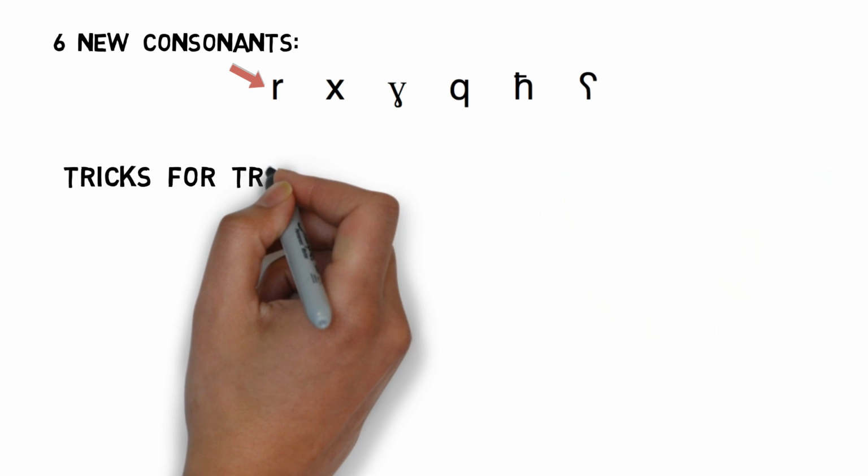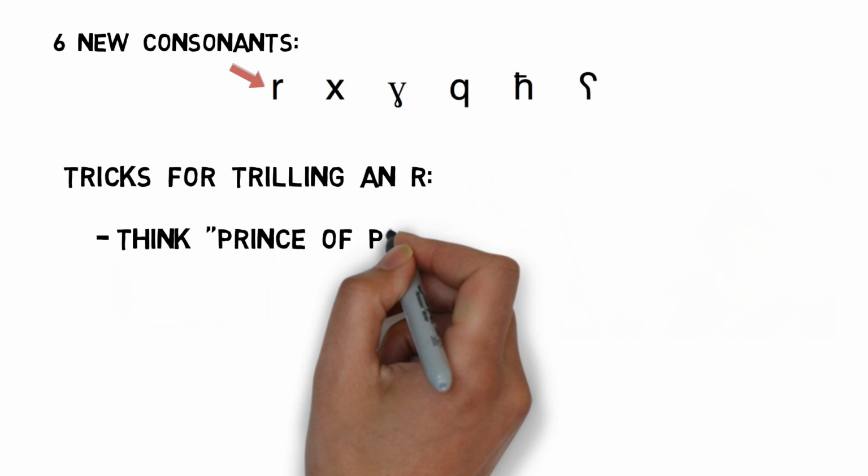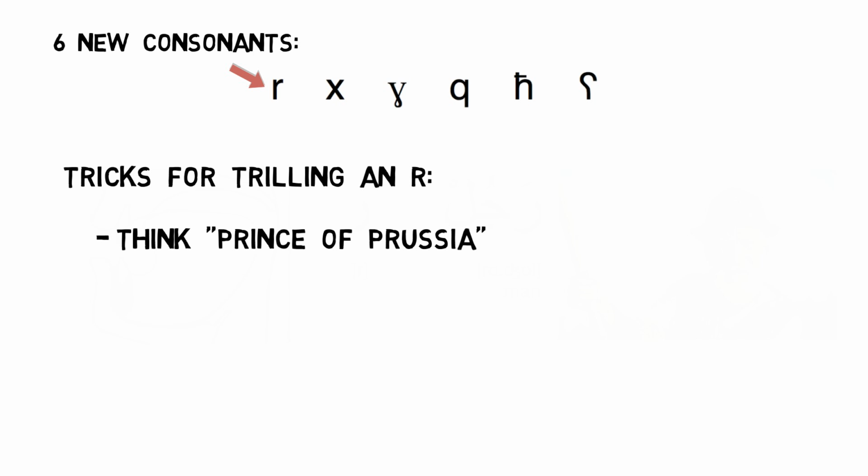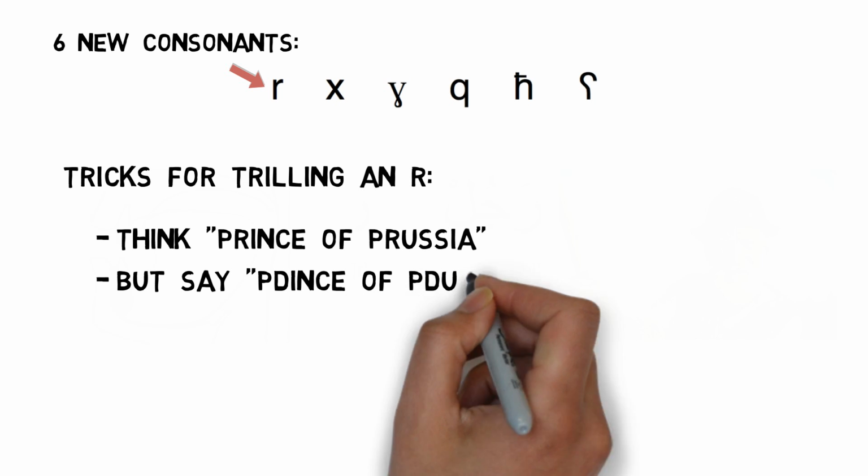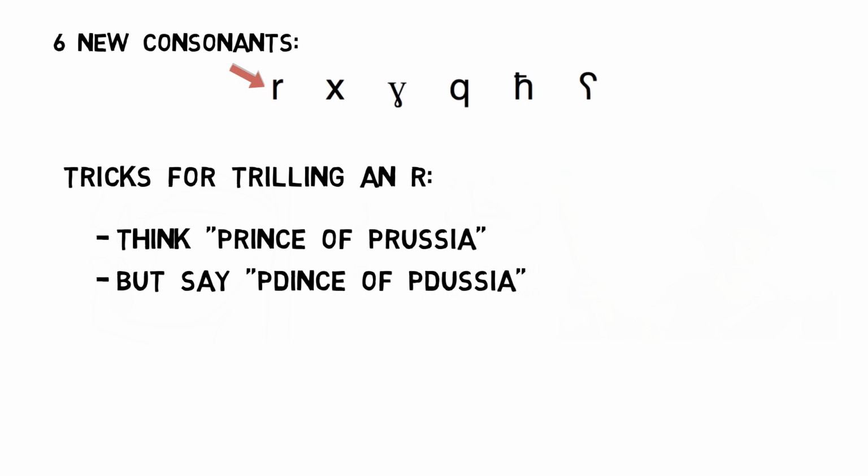There are a lot of tricks to producing this consonant, which you can find all over YouTube. The best one I've heard so far for pronouncing this consonant is to think the phrase Prince of Prussia while you are saying Prince of Prussia. You replace all those R's with D's. And then you kind of play around until your tongue starts to cooperate. Prince of Prussia, Prince of Prussia. And this can take weeks or even months. This thing can honestly be a bit of a pain to get right.